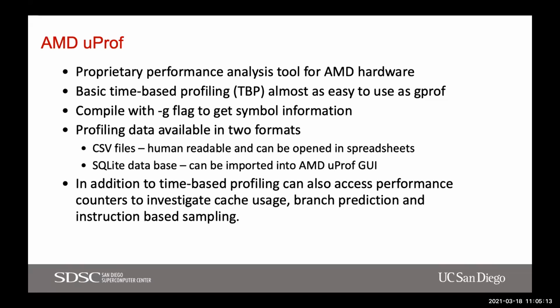There's really nothing special you need to do with your application. I'm just going to suggest compiling with the -g flag so you get simple information. Profiling data is going to be available in two formats. uProf is going to generate CSV files, which are human readable and can also be opened as spreadsheets. And it also generates a SQL-like database that can be imported into the AMD uProf GUI. In addition to time-based profiling, we can also access the performance counters to investigate things like cache usage, branch prediction, and instruction-based sampling.